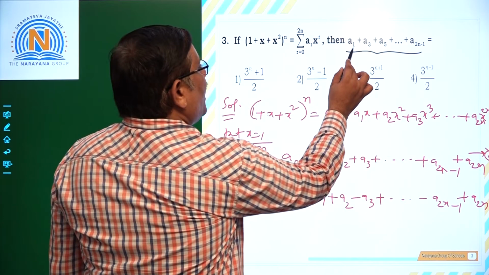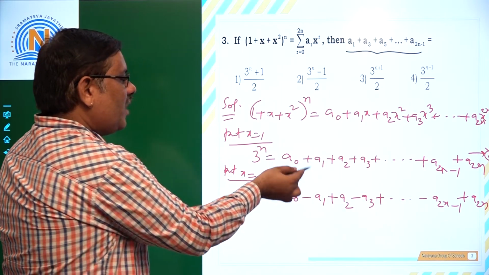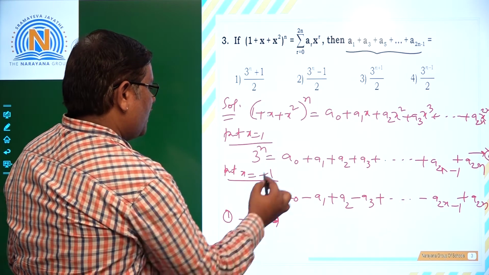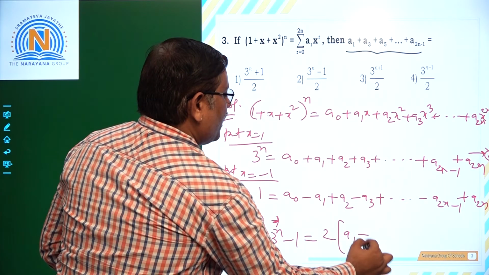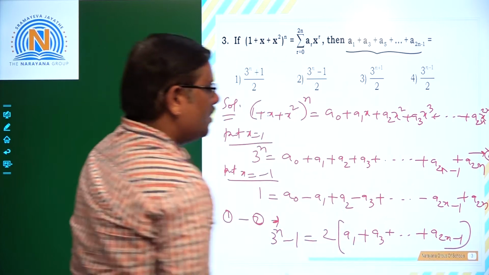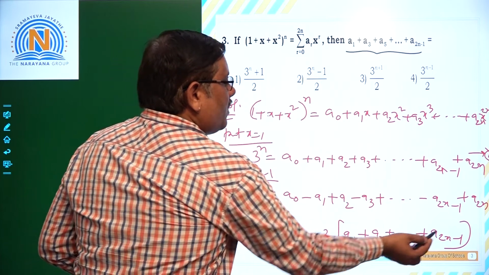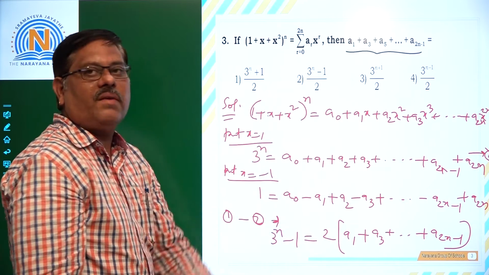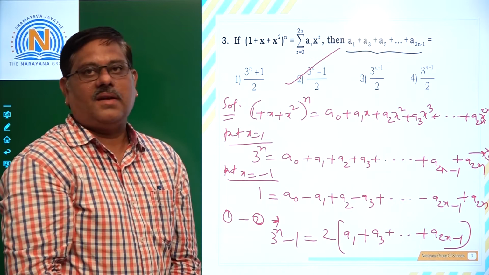Here what do you need now? A1, A3. These two must be there, which means don't add, subtract. Condition 1 minus condition 2, subtract. This implies we have 3ⁿ − 1 is going to be 2 times A1 + 2 times A3 + so on + 2 times A2n−1. Taking 2 common, A1 + A3 + so on + A2n−1 is how much? (3ⁿ − 1)/2. That becomes the required answer. (3ⁿ − 1)/2 is nothing but the second option for us. That is the right answer for this question.